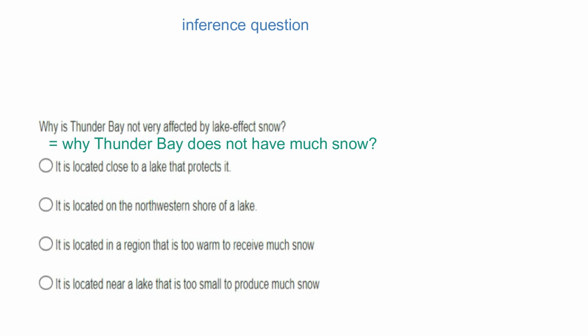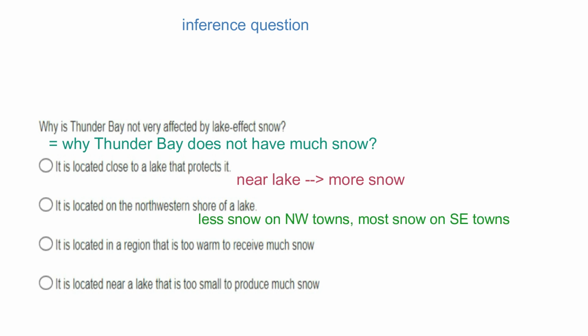A. If Thunder Bay is close to the lake, then there should be more snow. So A is not true. B. The continental polar air mass moves from northwest to southeast. Southeast area is where the most snow falls. So we can infer that Thunder Bay must be located on the northwest side. Since B explains why Thunder Bay does not have much snow, B is a good choice.